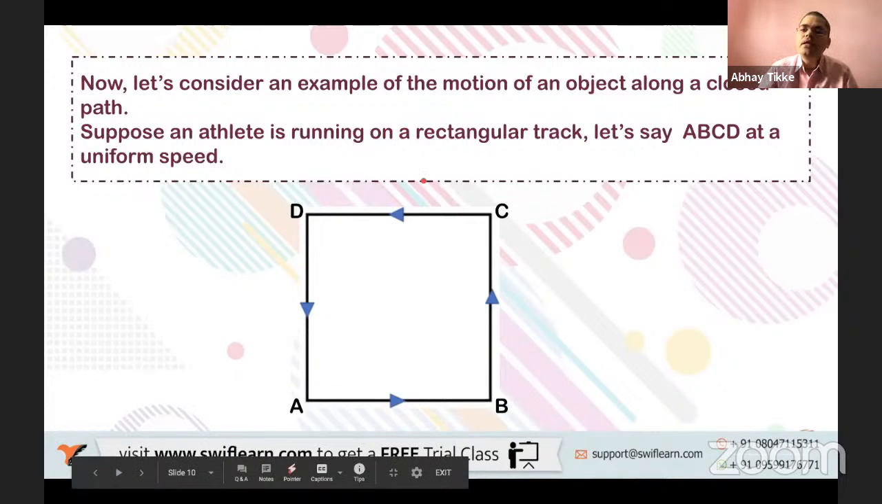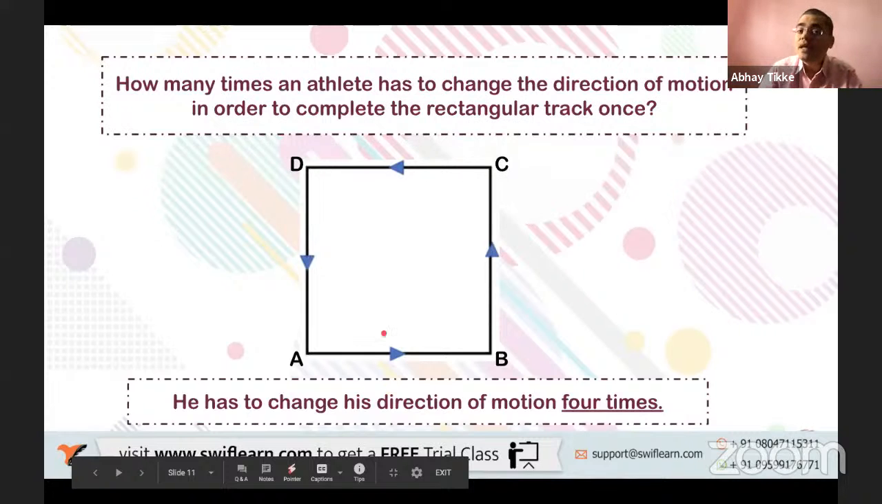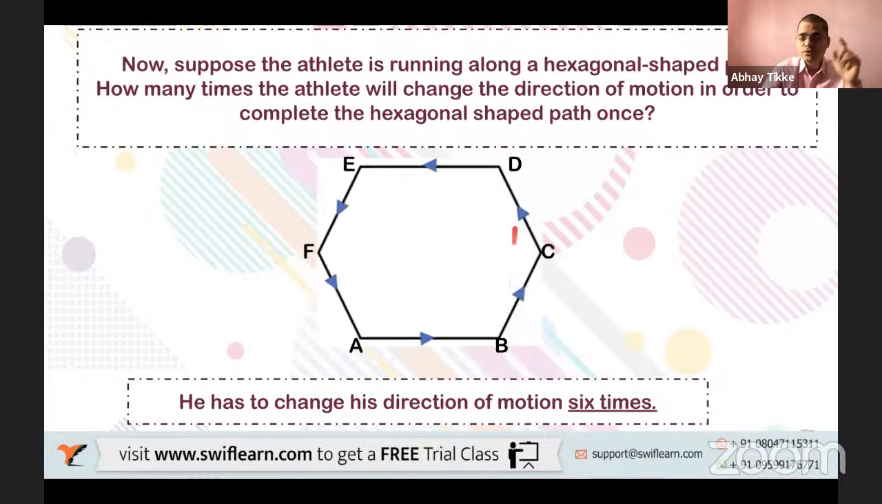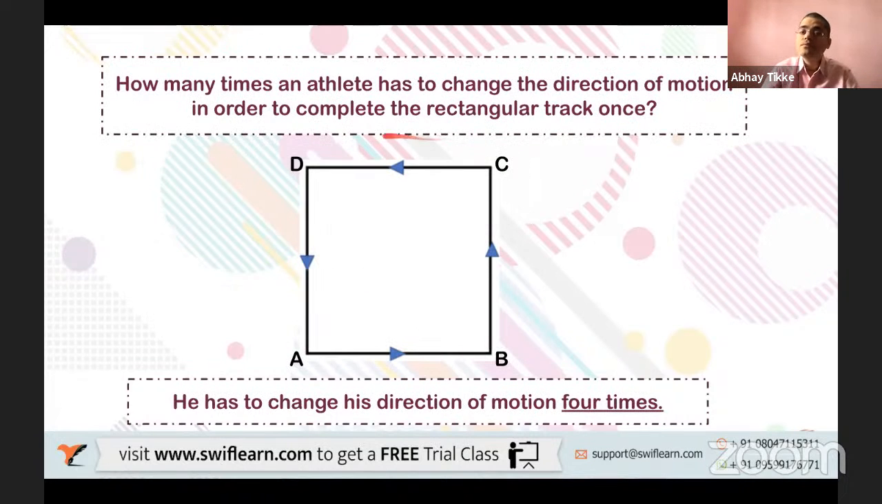So the athlete is running on the rectangular track A, B, C, D. How many times does the athlete have to change the direction? 4 times, right? To complete one revolution, or one single track on the rectangular path, the athlete has to change direction 4 times. 4 बार उसको direction change करना पड़ेगा. Athlete, right?